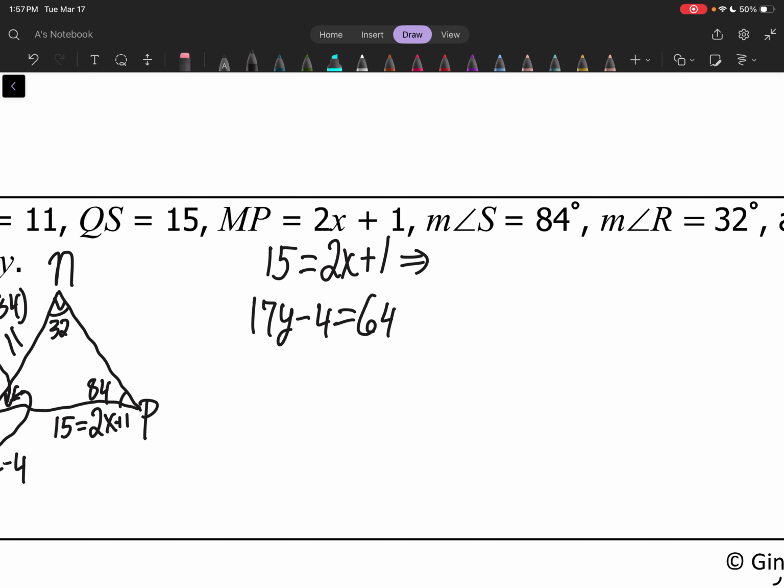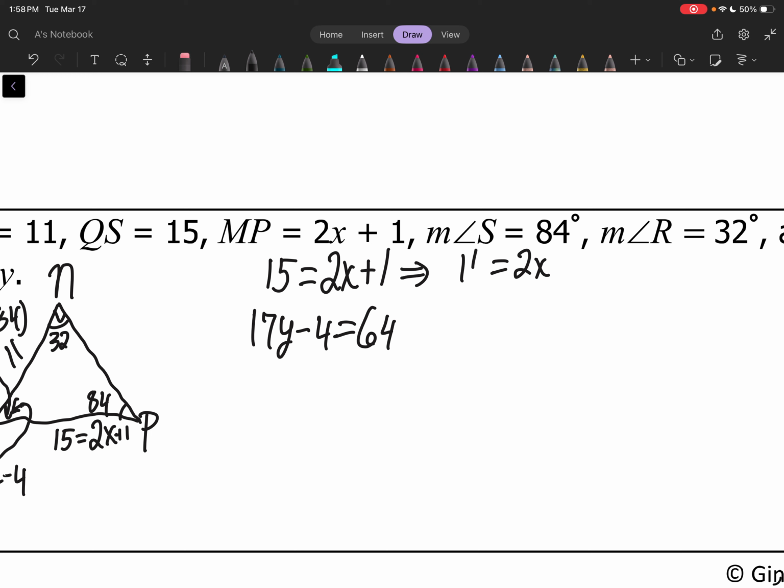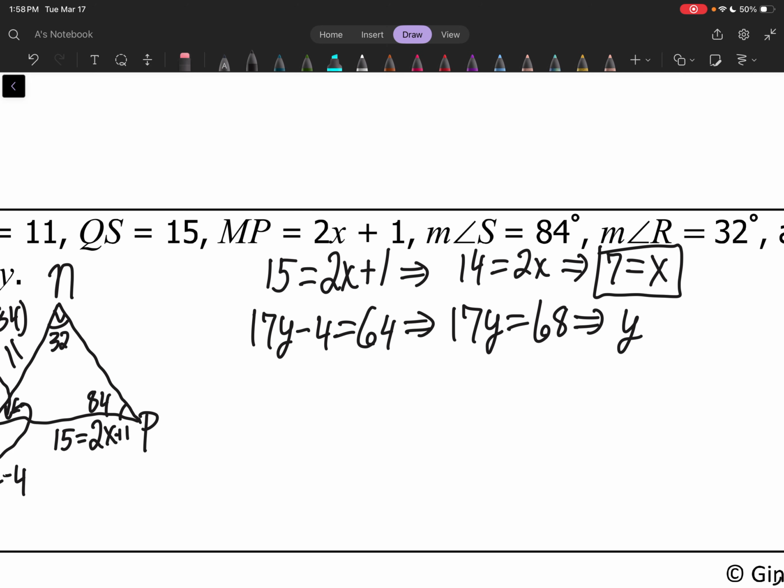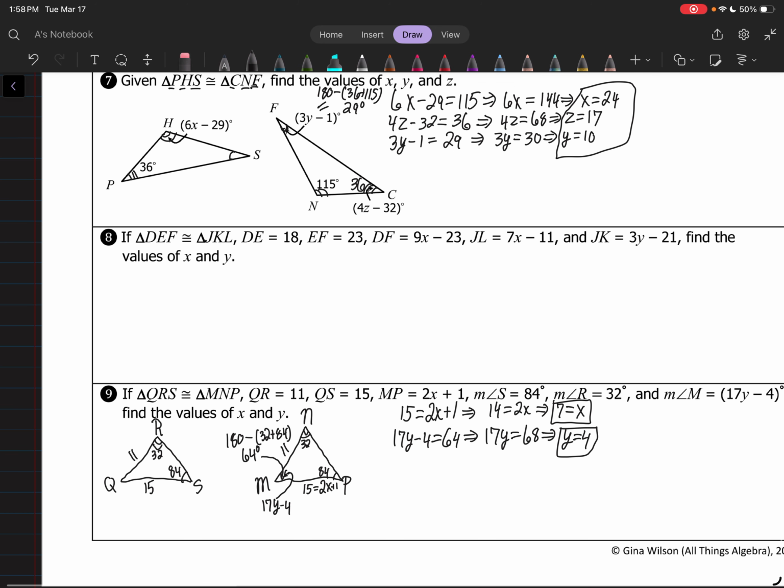For the first one, I'm going to subtract 1, so 14 equals 2x. And divide by 2, 7 is equal to x. Step 1 is finished. 17y minus 4 equals 64. So 17y is going to be equal to 68. Y is equal to 4. Finished. Go ahead and try number 8.